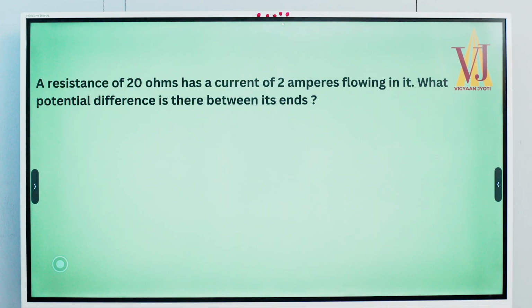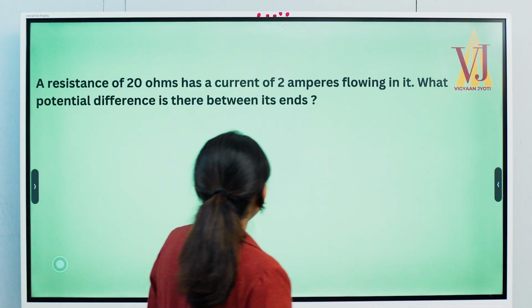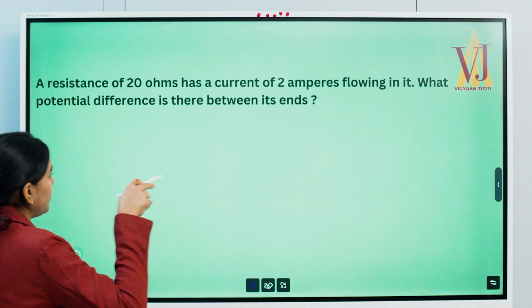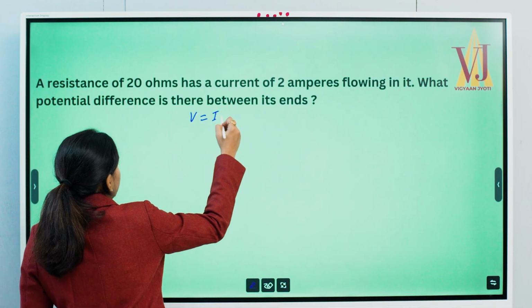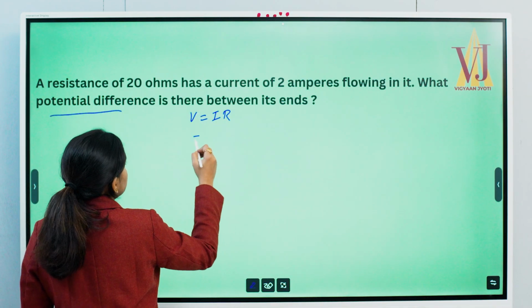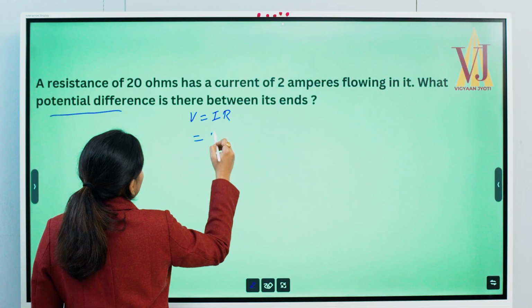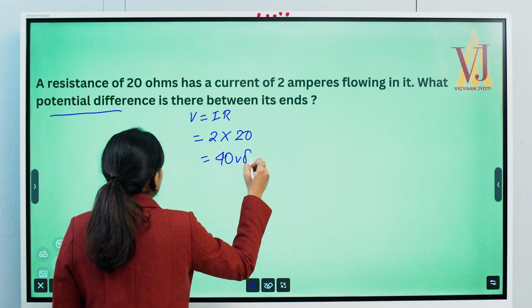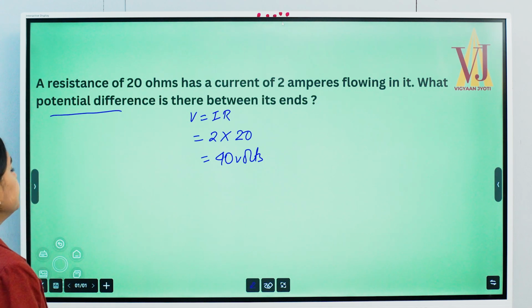Okay. Next question. A resistance of 20 ohms has a current of 2 amperes flowing through it. What is the potential difference? This is just playing around with the 3 variables. So V equals IR. They are asking for the potential difference, so just the straight product. I is 2 ampere, resistance is 20. That makes 40 volts. Anything else? Easy. Okay, next question.